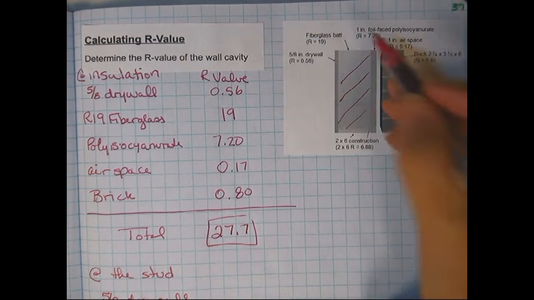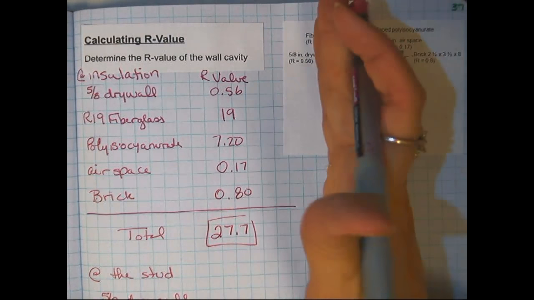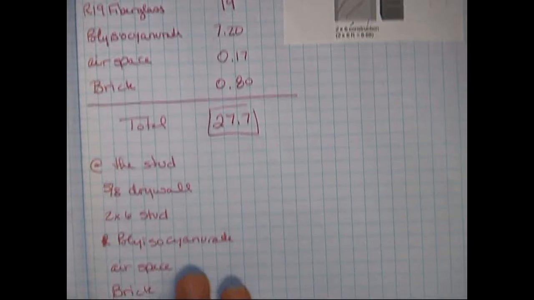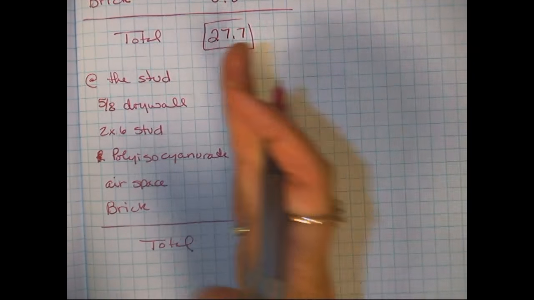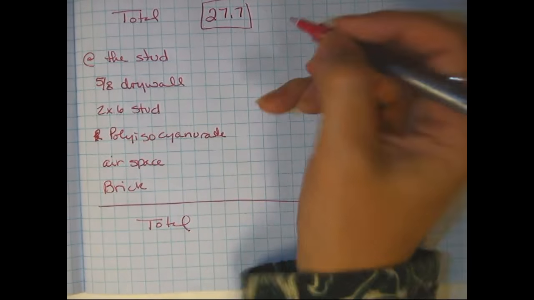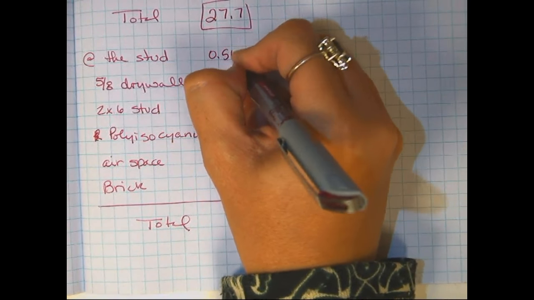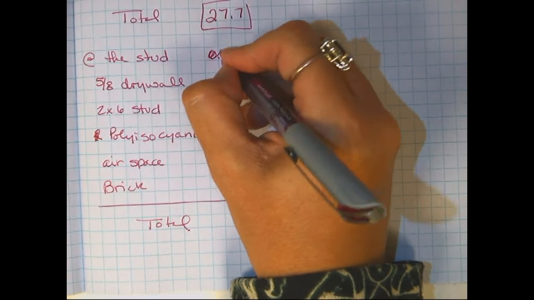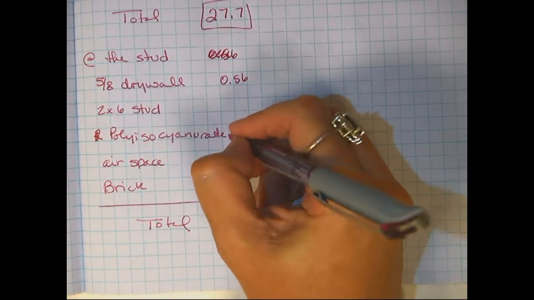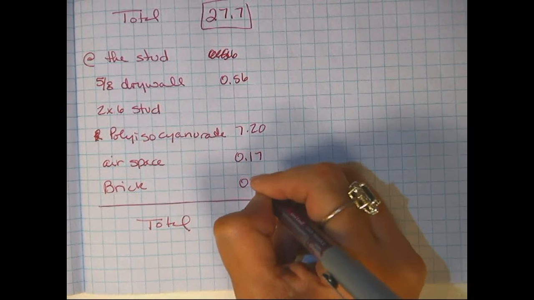Now we're going to go back, and instead of figuring where the insulation part is, we're going to figure where that piece of wood is in our wall. We're going to do the same thing. Wall boards like this are called studs. At the stud, we're going to do the same calculation. Everything's going to be exactly the same, in fact, so I'm just going to copy them down from up there. The stud was 0.56. Oh, I'm sorry, the drywall was 0.56. I'm going to skip the stud because we have to look that up. This number was 7.20, the air space was 0.17, and the brick was 0.80.